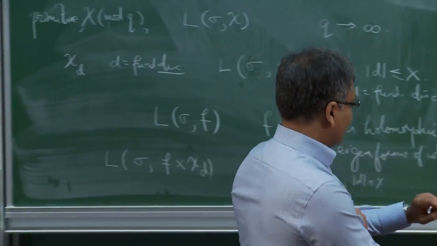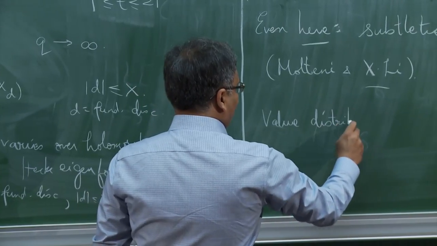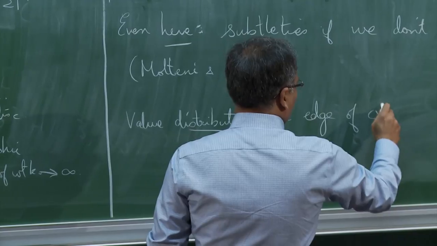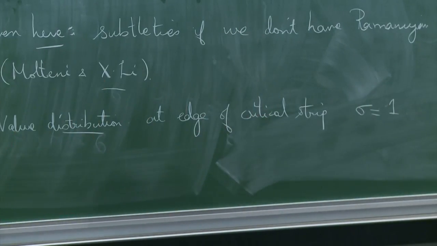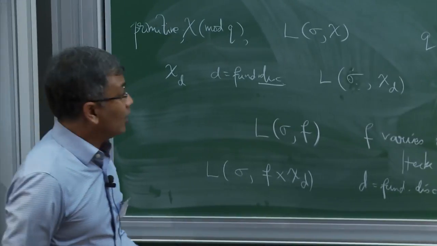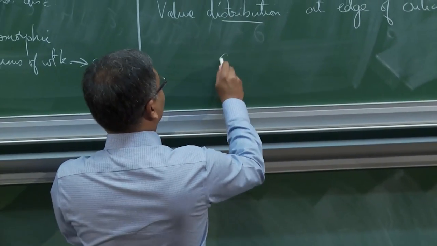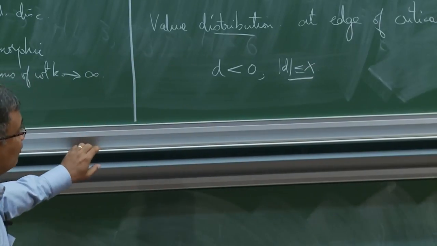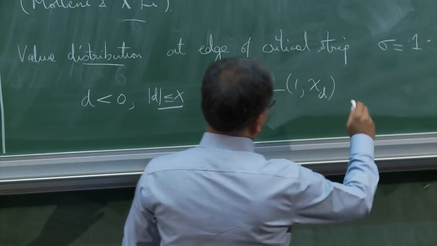Okay, so the first problem which is non-trivial would be to ask for the value distribution at the edge of the critical strip, namely when sigma is 1. Let me focus on one problem here, which is of special interest, which is the case of twists by quadratic characters. That's especially interesting if, say, the discriminant D is negative and the size of D is less than X. Then we would be interested in L of 1, chi_D, since we know that that multiplied by a constant is equal to the class number.